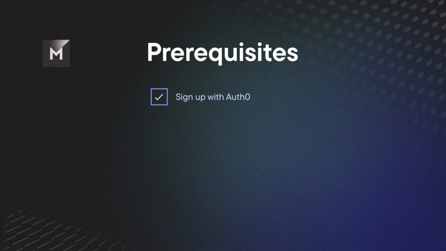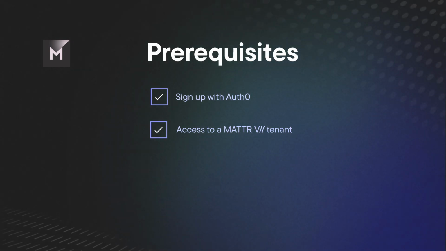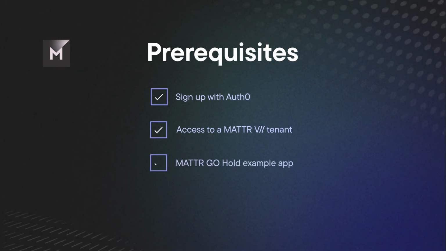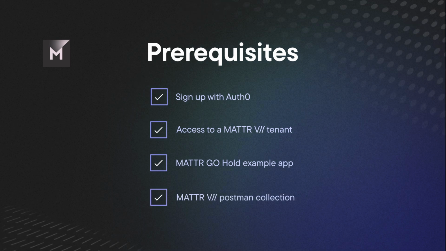Second, you need access to a MATTR VII tenant. If you don't already have one, there's a link in the description where you can sign up for a free trial. And third, you need a wallet to issue the credential into that supports OID4VCI. We will use MATTR GO Hold for that. Additionally, we recommend you check out our Postman collection. It is not strictly necessary to use it, but it might help speed things up a little for you.